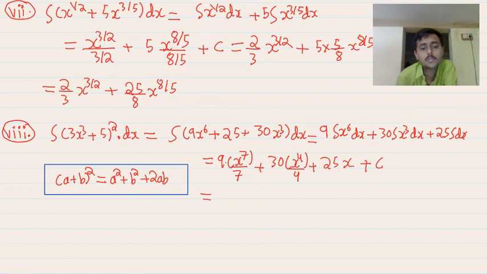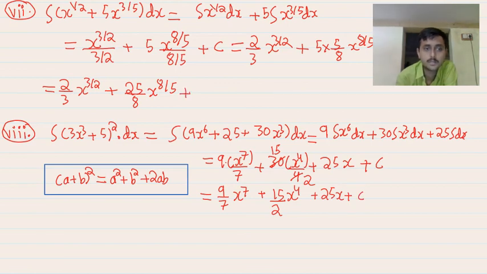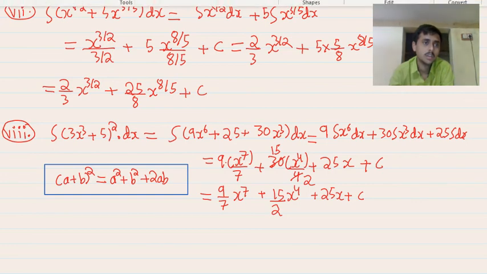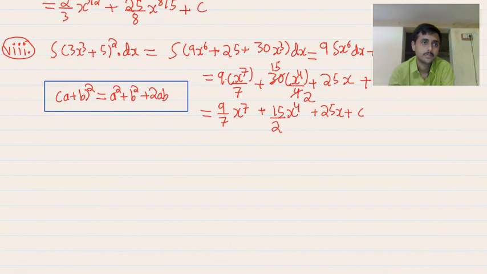So this becomes 9 by 7 x to the power 7 plus, we have a 4, we have a 30. Both of these have a common factor of 2. So we can cancel the 2 with respect to 2. So this becomes 15 upon 2 x to the power 4 plus 25x plus c. We missed the plus c over here. Do not miss the plus c. It would be a wrong answer. Integration will always have plus c.